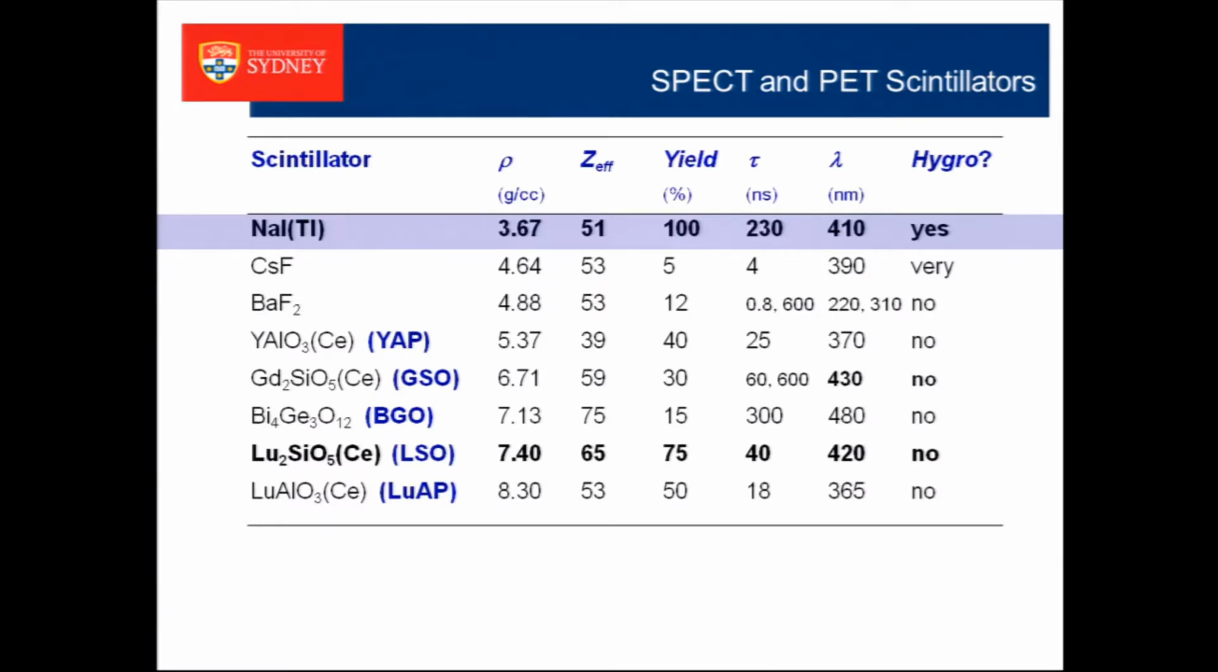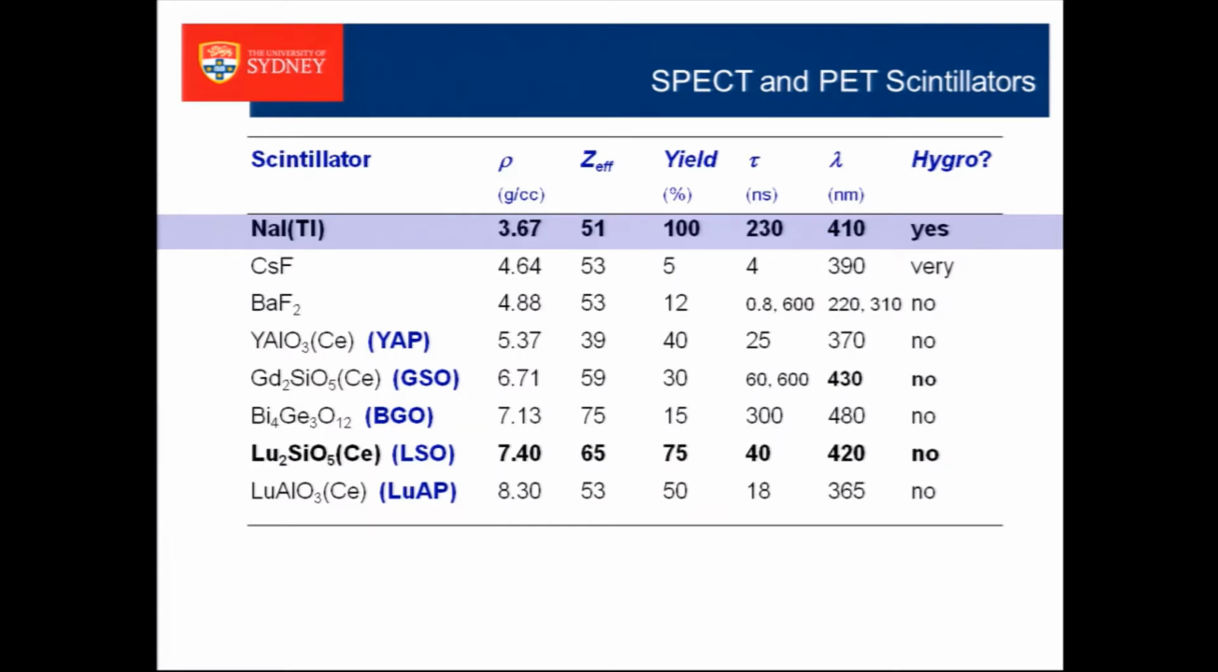density to ensure that the incident photons are absorbed in the crystal and don't pass straight through it. This is coupled with the effective atomic number, which again increases the probability of interaction with the crystal. We'd like both of these to be as high as possible. The light yield is important because we want to have a nice strong signal out of the photodetector. This is especially important for good energy resolution. And also we'd like to have a fast time constant for the decay of the light signal to enable high count rate studies.